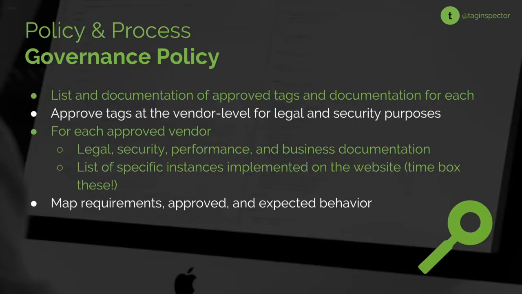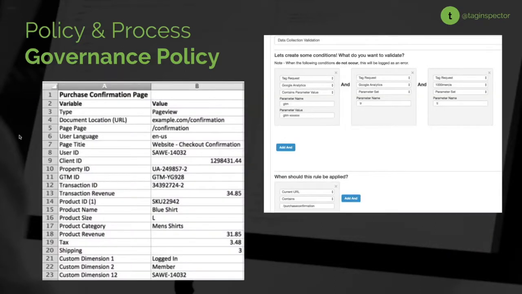All that goes into the policy, and then we also need to map requirements, the approved and the expected behavior. For a policy, here are just some very loose, rough screenshots. One, as mentioned, is mapping out data requirements. You would need to do this for specific tags, maybe for your data layer object, and make sure that you understand what is necessary in particular sections of the website or for particular user actions. And then we can translate that over here for monitoring purposes.